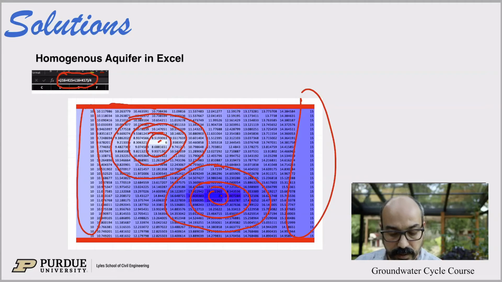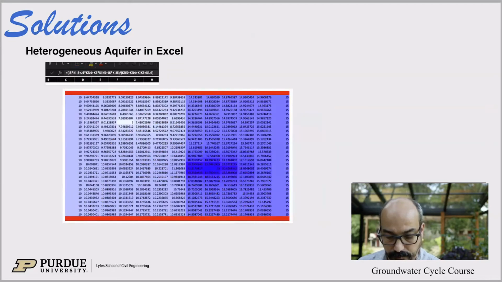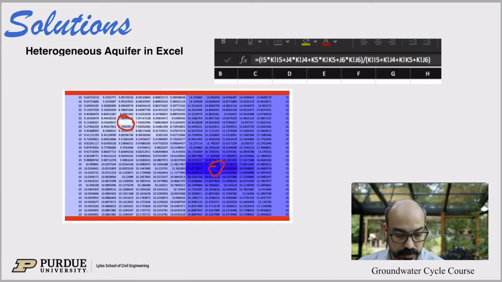And finally, one more example with a heterogeneous field. This is the exact same setup as before. Same boundary conditions on the left and right, on the top and bottom. Same two wells here, but now we have a heterogeneous K field. So now you can see that formula up top, which is the weighted average of the four neighbors. Each formula has the weighted average of the neighbors.